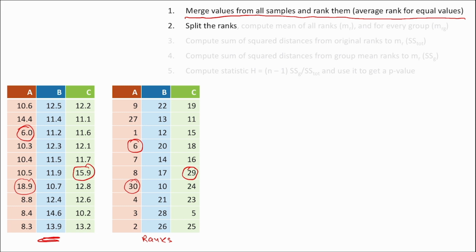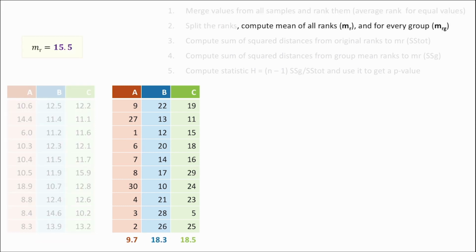But then I split the ranks again. So now you can see a table with ranks. The next step, number 2, is to compute means. Four means actually in this case. First, I compute the mean for every group. So this is the mean rank for every group. You already see the shift, right, between A and the others. And then I compute the grand average, the total average rank, and this is 15.5. You can see it here.